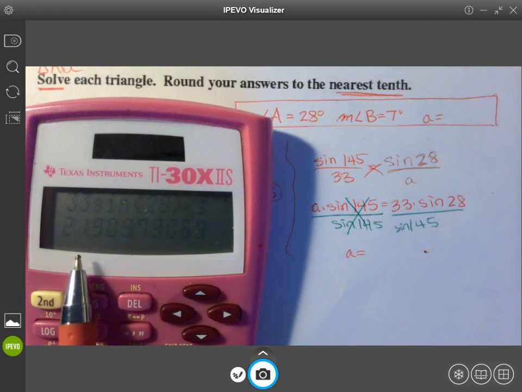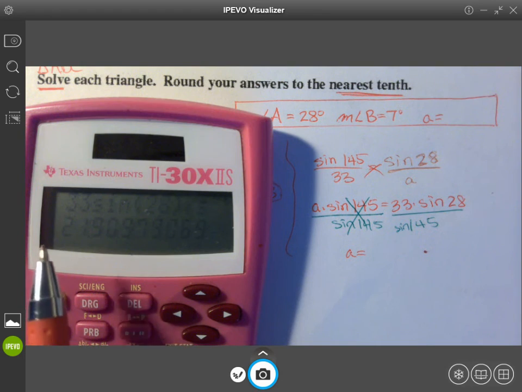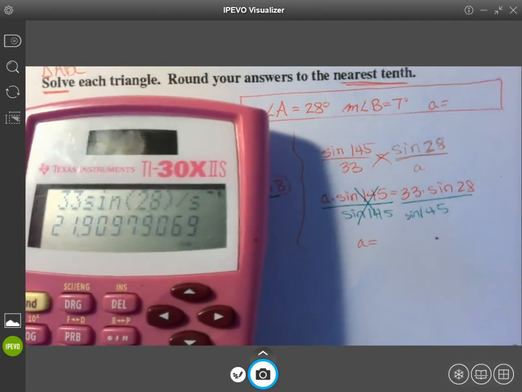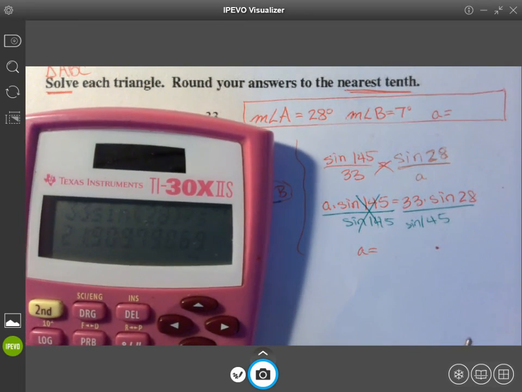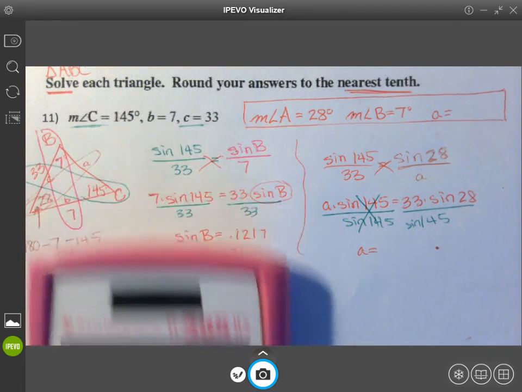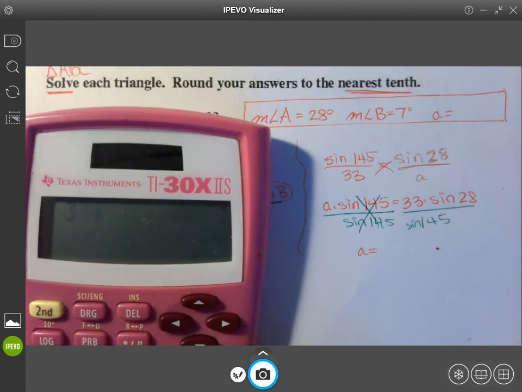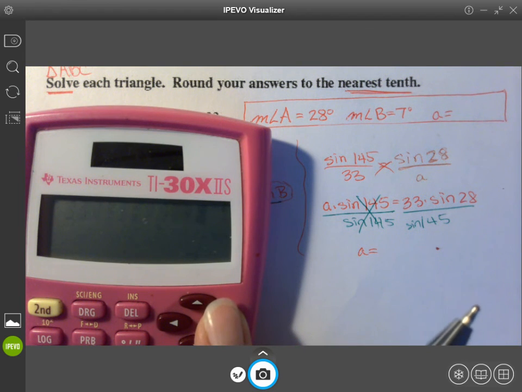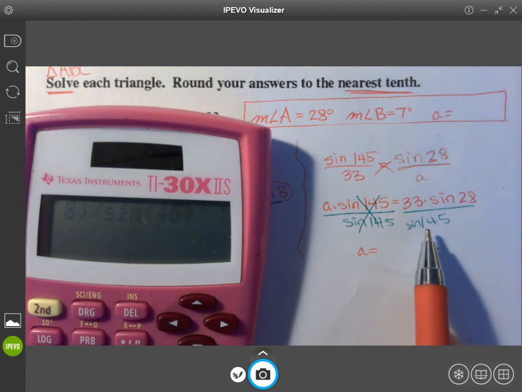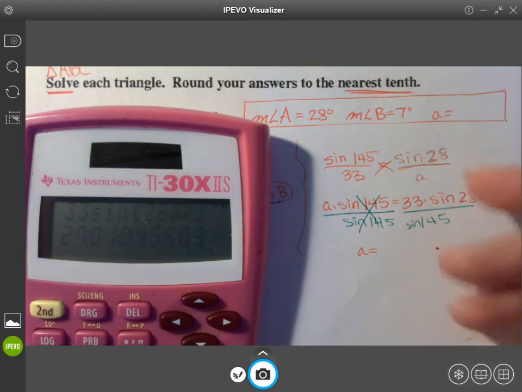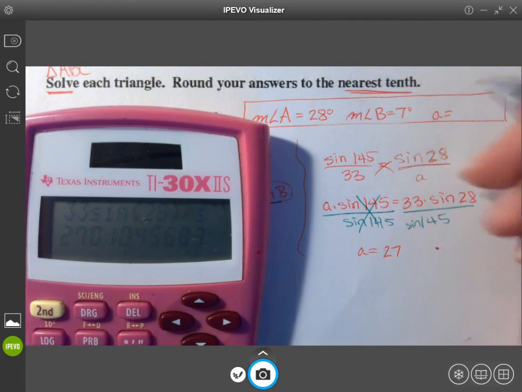Wait, 27. Did I type it in wrong? Does anybody agree with me? I have 20. I'm looking for A. Oh, it's 20. What did I type in wrong? 33 sine 28. Oh, I think I missed the 100 and the 45. Oh, do you see what I did? See that one there? I was thinking it was a parenthesis. So you were right. I was wrong. Is that better? 27 even. Sorry, I doubted you. Should have doubted myself.